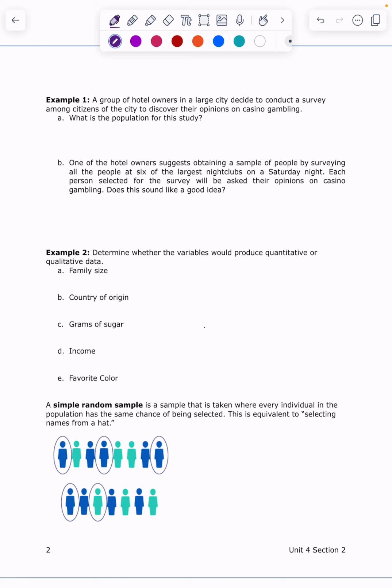A group of hotel owners in a large city decide to conduct a survey among citizens of the city to discover their opinions on casino gambling. What is the population for the study? So that's given in the problem. It says citizens of the city. So that's your population.